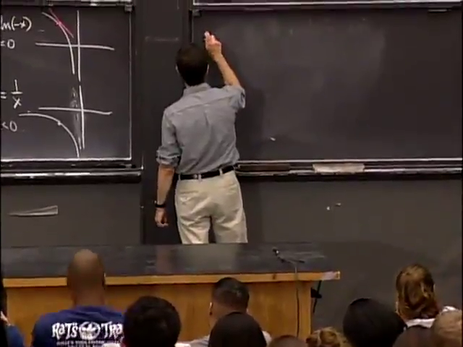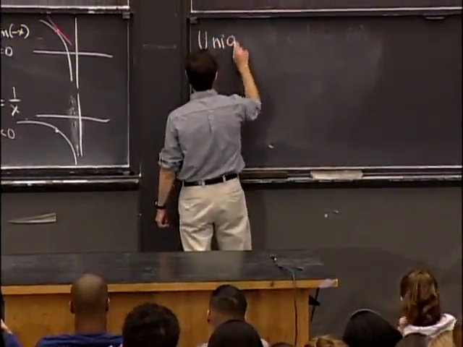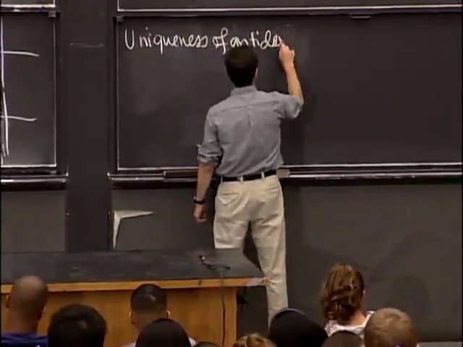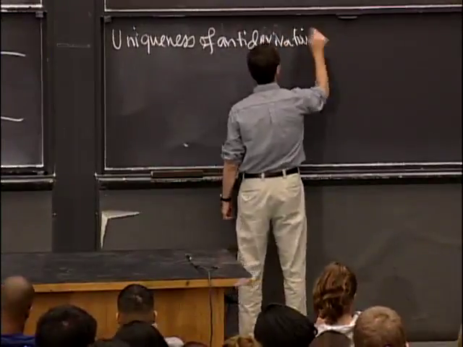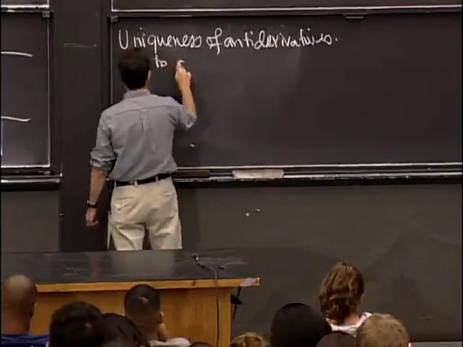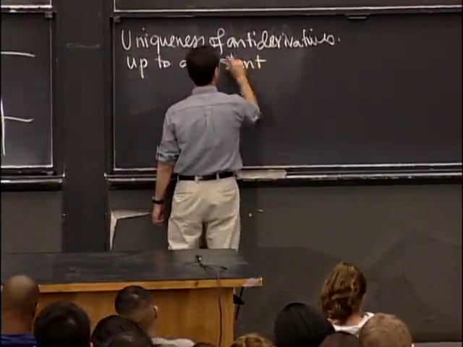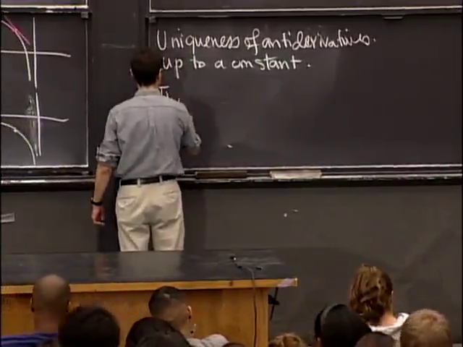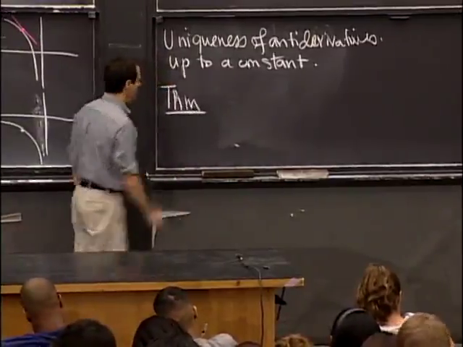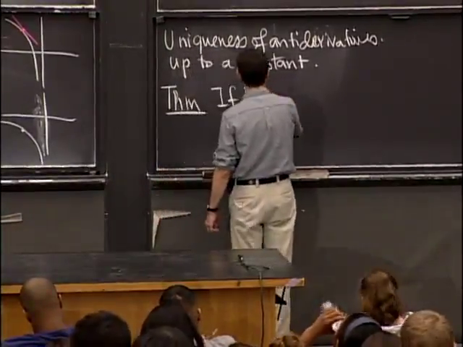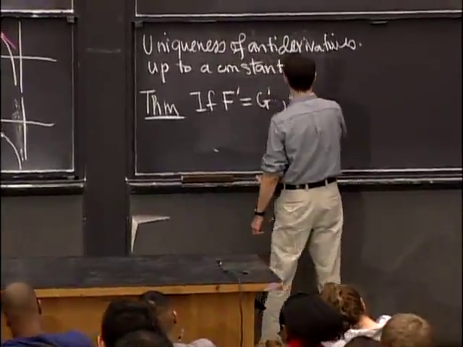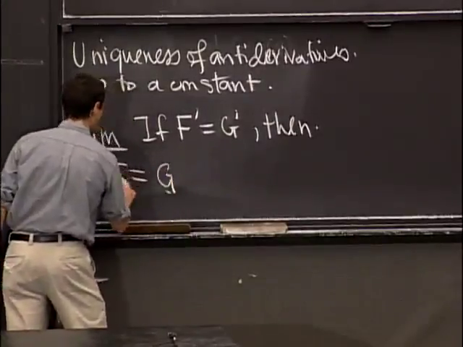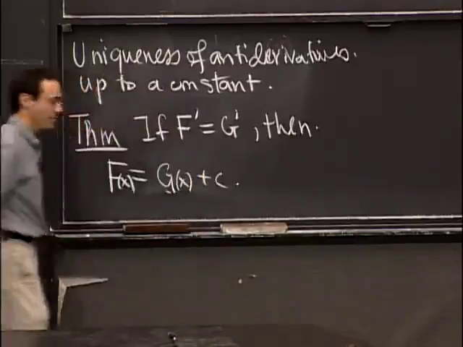So the last thing that I want to tell you about is uniqueness of antiderivatives up to a constant. The theorem is the following. Theorem: if f prime equals g prime, then f equals g, so f of x equals g of x plus a constant.